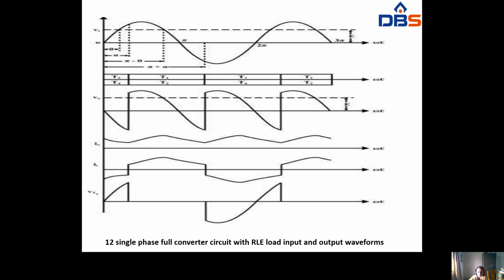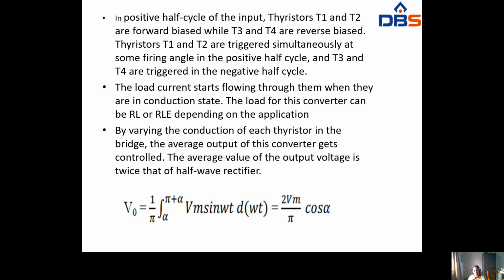Okay. Next, we will discuss the operation. In the positive half cycle of input, thyristors T1 and T2 are forward biased, while T3 and T4 are reverse biased. So the thyristors T1 and T2 are triggered simultaneously at some firing angle in the positive half cycle, and T3, T4 are triggered in the negative half cycle. So the load current starts flowing through them when they are in conduction state. The load for this converter can be R or RLE load depending upon the application.